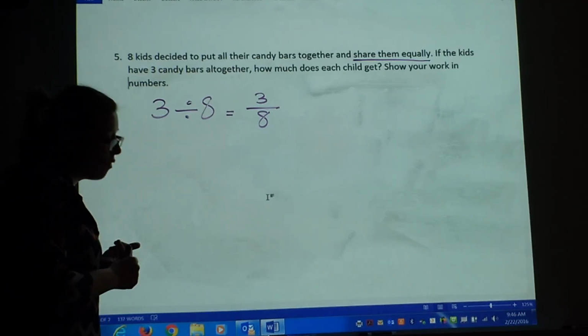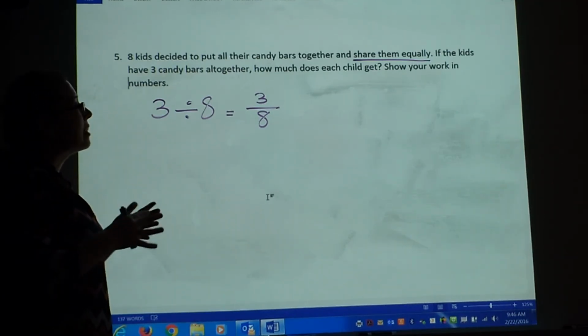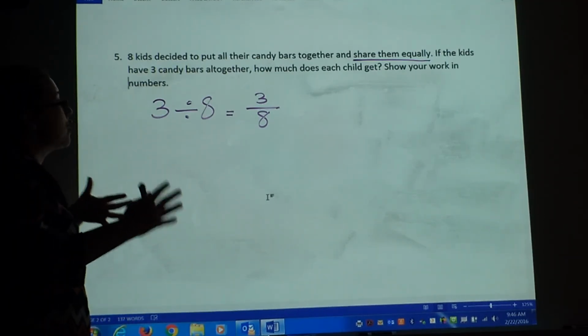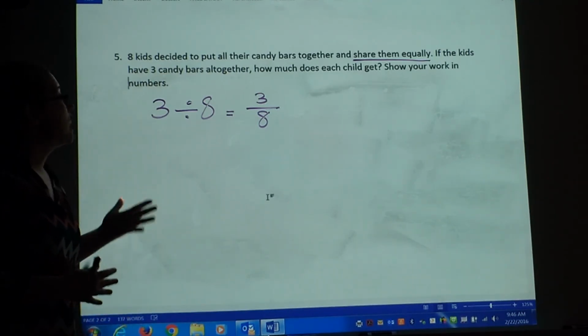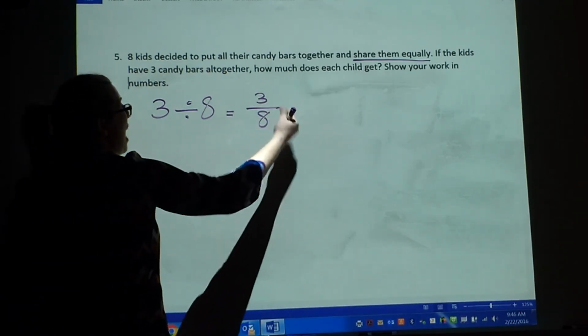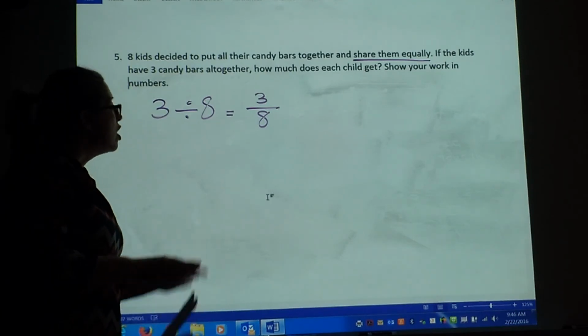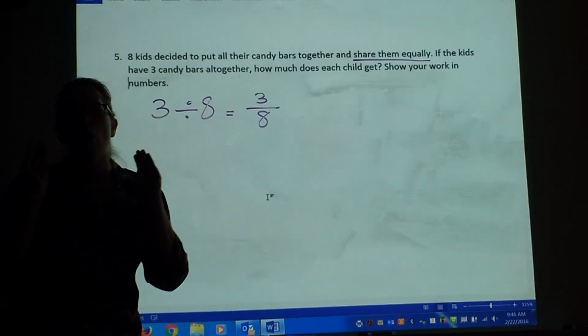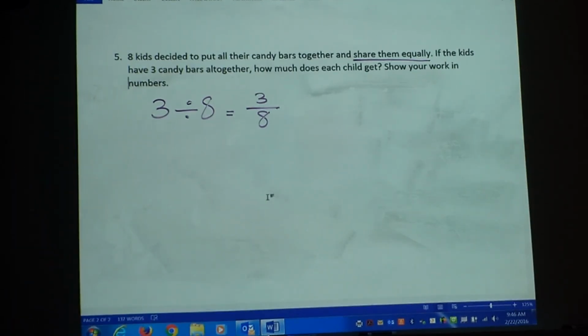3/8 is a proper fraction and it cannot be simplified. So you're finished. That's it. How much does each child get? Each child gets 3/8 of the candy bar. So if you can answer these questions, you are ready for tomorrow's math assessment.